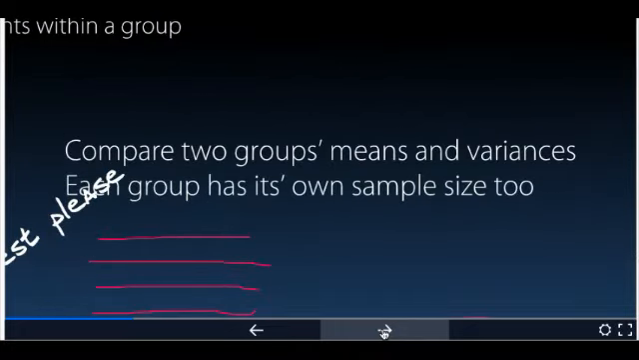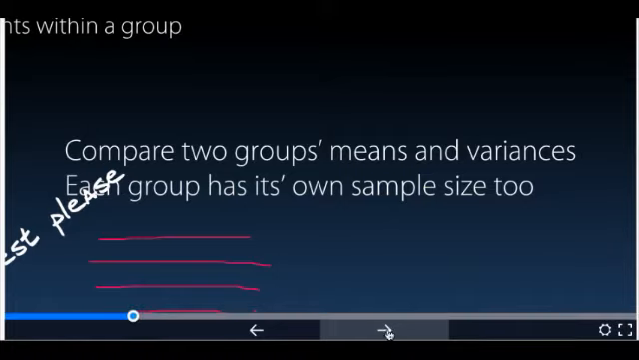So we are comparing two groups' means and variance, but remember, each group will have its own sample size. And it's not always equal because of the way things work. The rat died, the person decided to quit in the middle of your study, something happened, and you can get different dropout rates, if nothing else, in, say, your two groups. So you're going to have different samples in the groups.